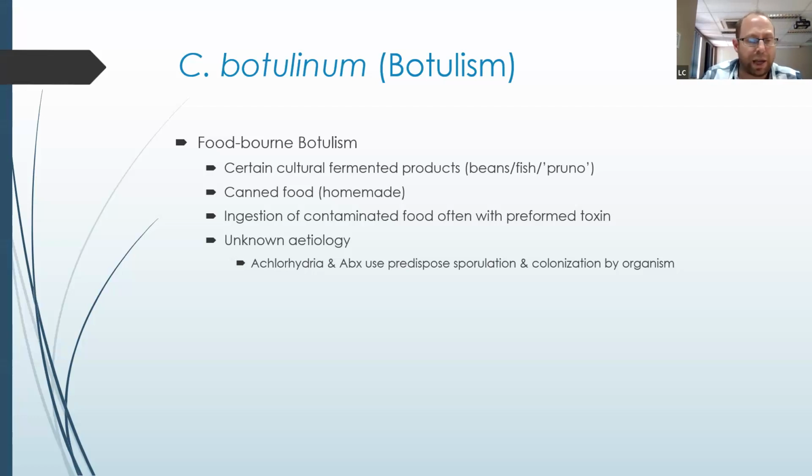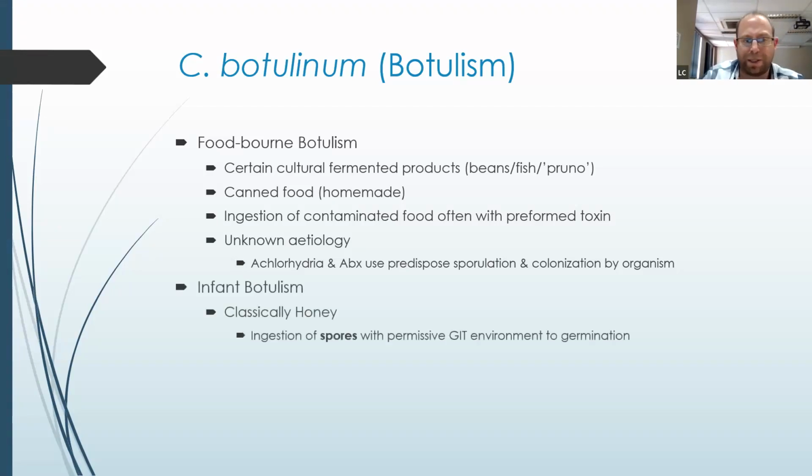In certain scenarios, there's unclear etiology, and it's postulated that some of these patients have achlorhydria or antibiotic use, which predispose to sporulation and colonization of the organism, and then toxin production thereafter, similar to what happens in infant botulism. So classically, this was associated with honey, although it occurs with other foods as well, but it's the ingestion of spores within a permissive gut environment to allow for their germination and then the toxin production.